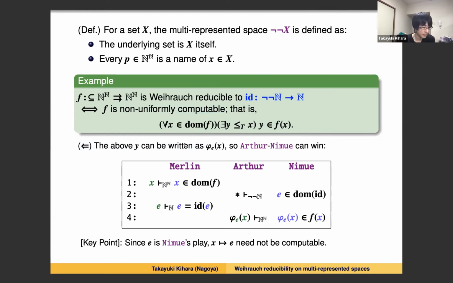As an exercise of constructing a Weihrauch reduction on multi-represented spaces, let's try to prove the right-to-left direction. Assume that F is non-uniformly computable. This means that there exists an index e computing Y from X. So this Y can be written as phi_e(X), but of course e depends on X.